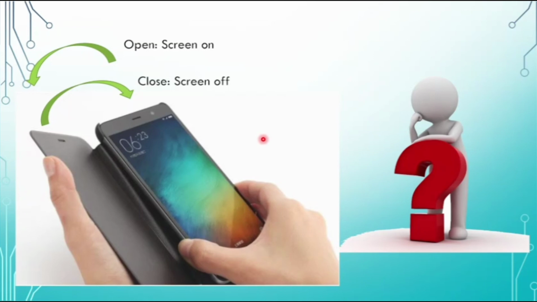Let us look into the question I asked in the beginning. Why is this screen getting off when we are closing this, and why is the screen getting on when we are opening the cover? This was the question, right? So a Hall sensor is mounted inside the cell phone and a magnet is there inside the cover. So whenever that magnet is coming in contact with the Hall sensor, that Hall voltage is getting developed, and that Hall voltage is creating all this magic.